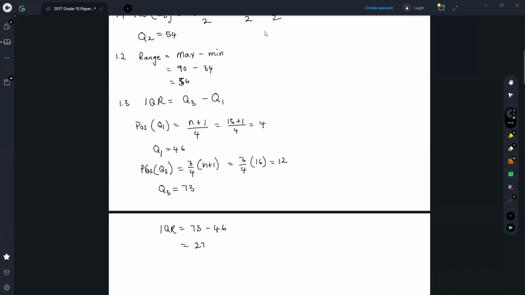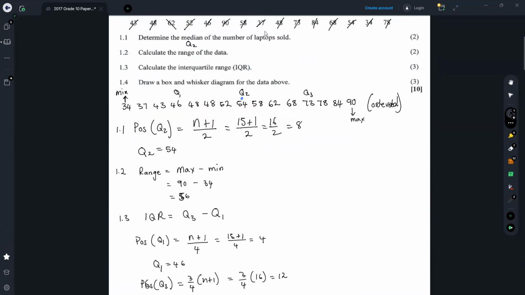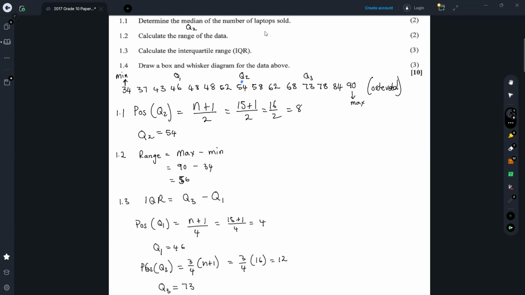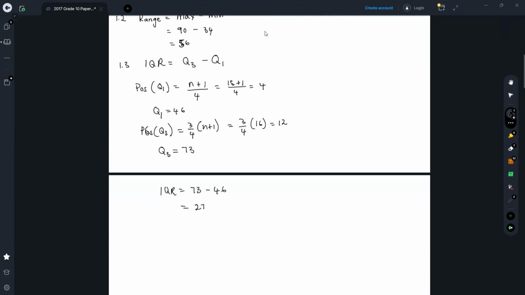There. Okay. Let's just move up a bit back. Now, for the last question, they say, draw a box and whisker diagram for the data above, right? So now, since we have found the values of the minimum, Q1, Q2, Q3, even the maximum, then from these 5 numbers, which is usually given as the 5-number summary, we can have a box and whisker. Okay. So I will have 1.4 here.